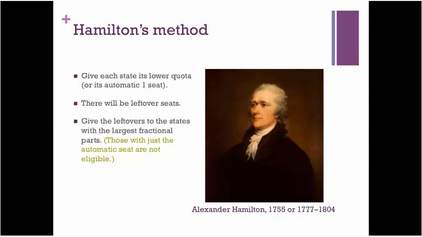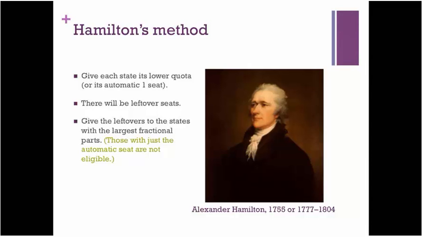Except, remember, of course, every state is supposed to have at least one representative. So in some cases, the lower quota will be 0, and that means, of course, that state should get its automatic one seat, and that's all it will ever get. Now, if you do what Hamilton says to do, you give out its lower quota, you can't be finished. You see, what has happened almost certainly is that you haven't given out all the seats. You've given out a lot of them, but not all of them.